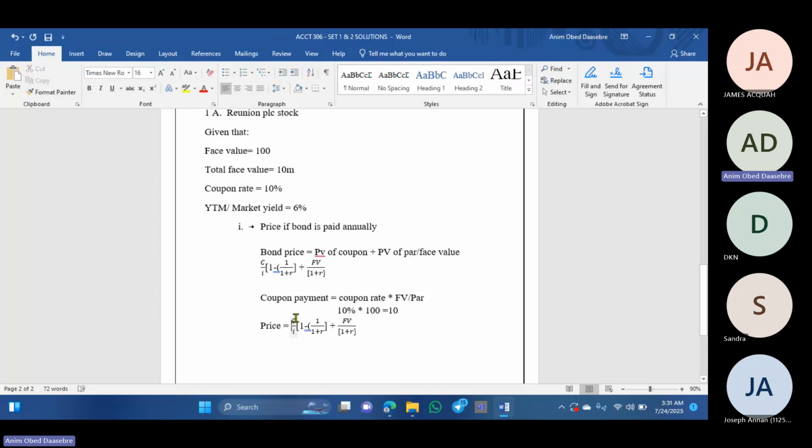So where my C is, I will write 10. And the rate is the what? Yield to maturity or the market yield. That's the I over there. So 6%.